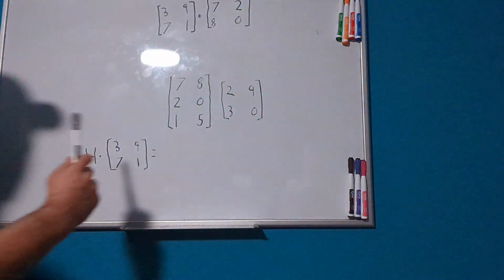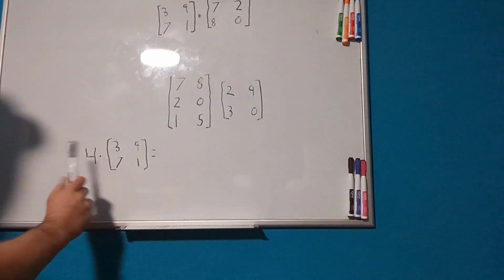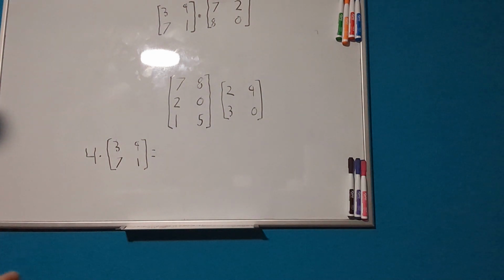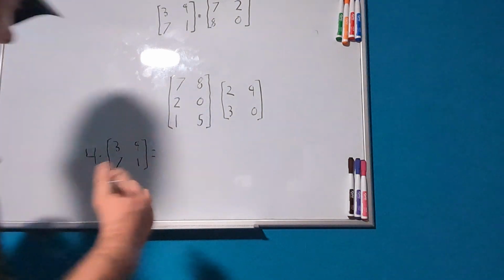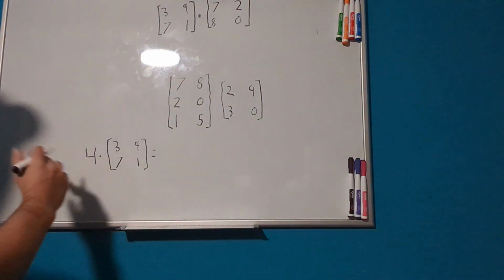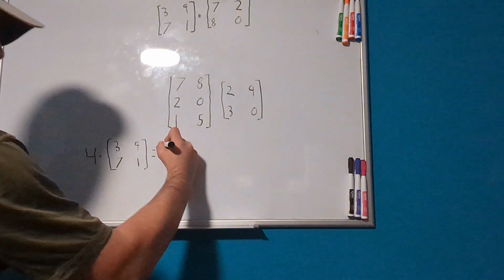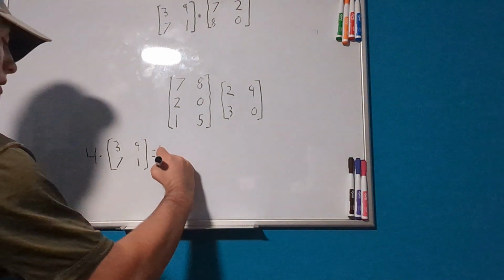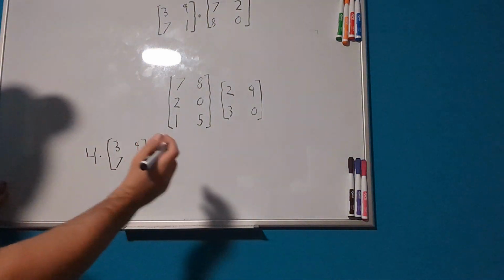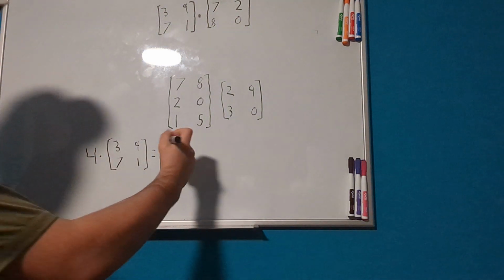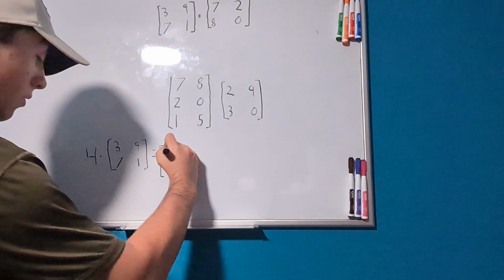So, if we have a matrix and we multiply it by a scalar, all we're going to do is scale, hence scalar, the numbers by that scalar. So 4 in this case is the scalar. So, let's build a new matrix. Let's take 3, scale it by 4. 3 times 4 is 12.